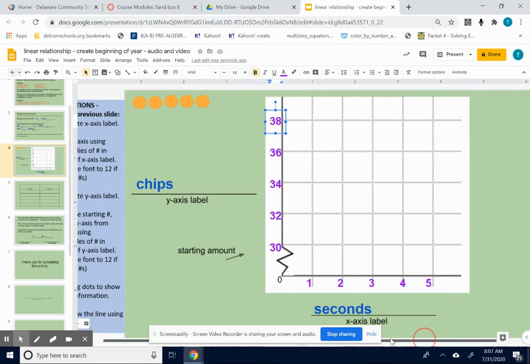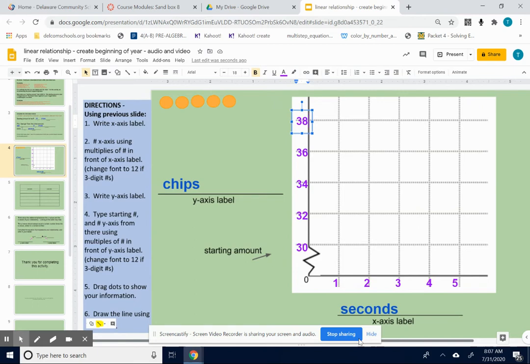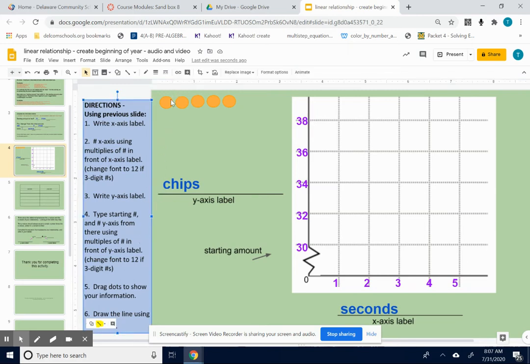Okay, after you do that, we did steps 1, 2, 3, and 4. Number 5, drag the dots to show your information. So just think about what we said. We started with 30 chips. Think of that as starting at 0 seconds. So at 0 seconds, before any seconds went by, I have 30 chips. So you want to drag a dot showing, if you were doing my example, at 0 seconds, I'd already eaten 30 chips.